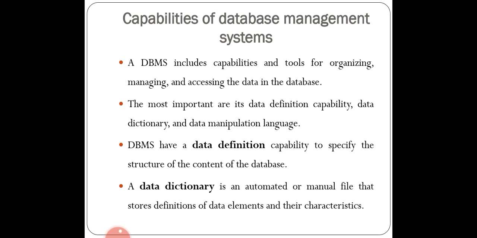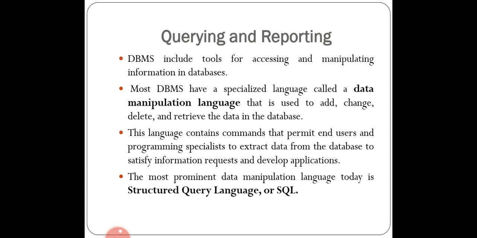That capability, we call it data definition language. But there is also the data dictionary. This is either a manual or automated file that stores definitions of data elements and their characteristics. For example, if you have defined a certain data element, let's say an attribute, then a data dictionary will define several characteristics about this attribute.